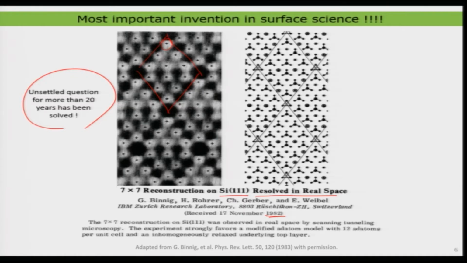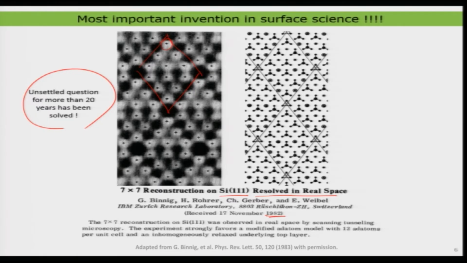Immediately after this, several images were taken on different surfaces, and reconstructions of surfaces that were unsolved were all quickly resolved. People realized that this was one of the greatest discoveries of that time, and it was then given the Nobel Prize in physics.